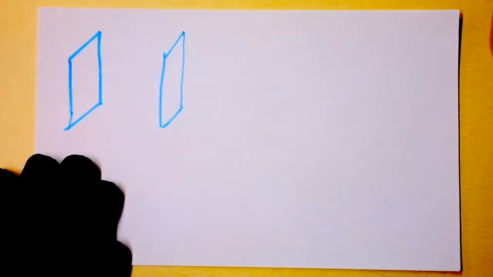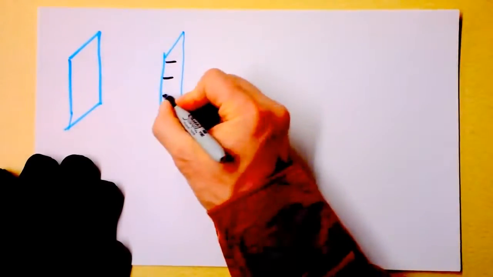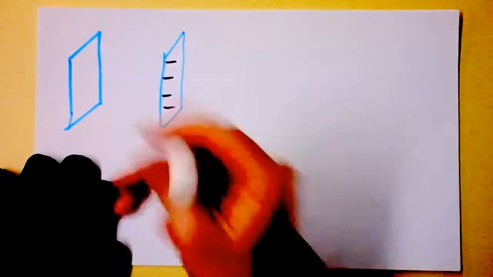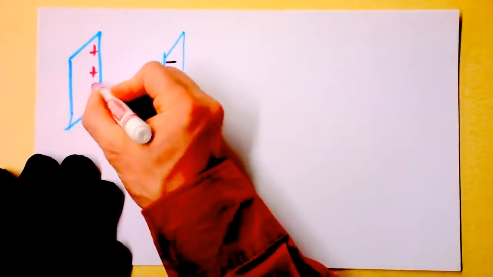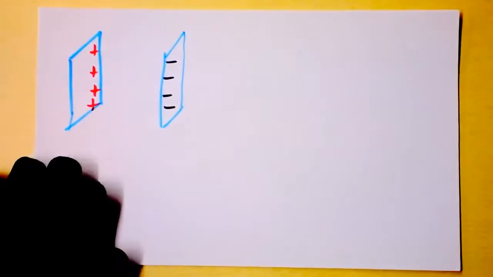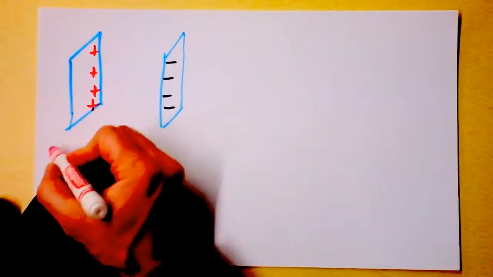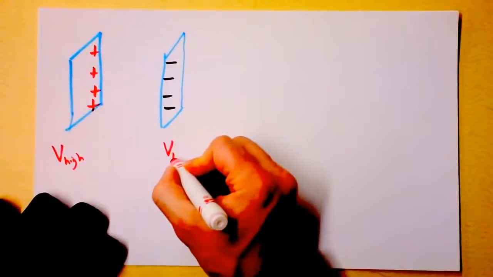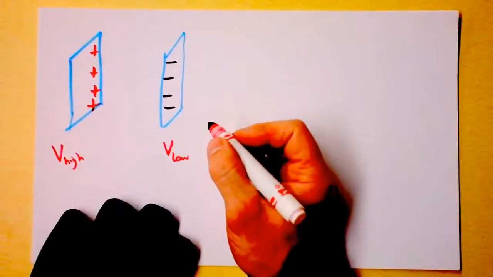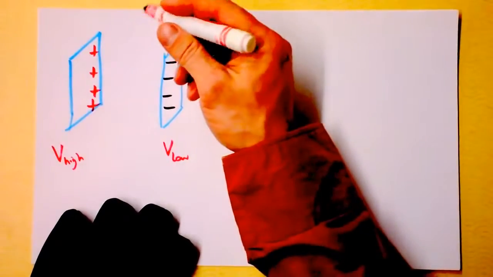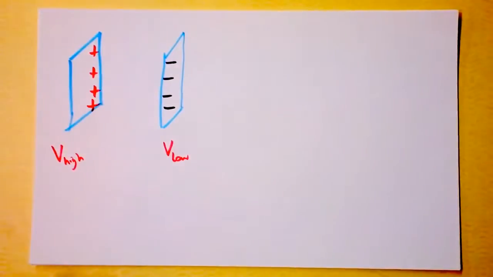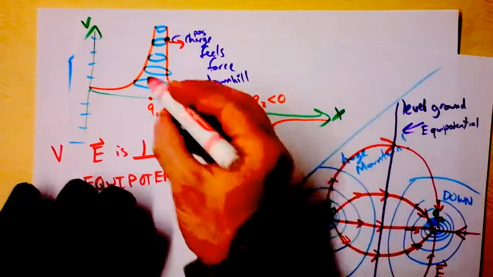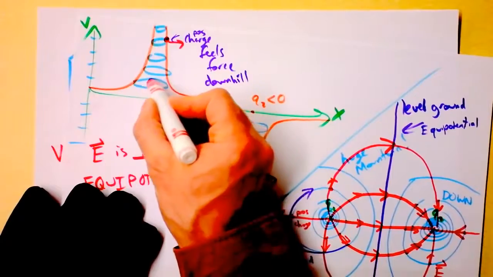And I'm going to put some positive charges on one side and some negatives on the other. If I set them up like this, where is the high potential? This is the high potential here, and the low potential is over here. And you know that lines of equipotential... what did we say about lines of equipotential? Lines of equipotential means that the potential is not changing.